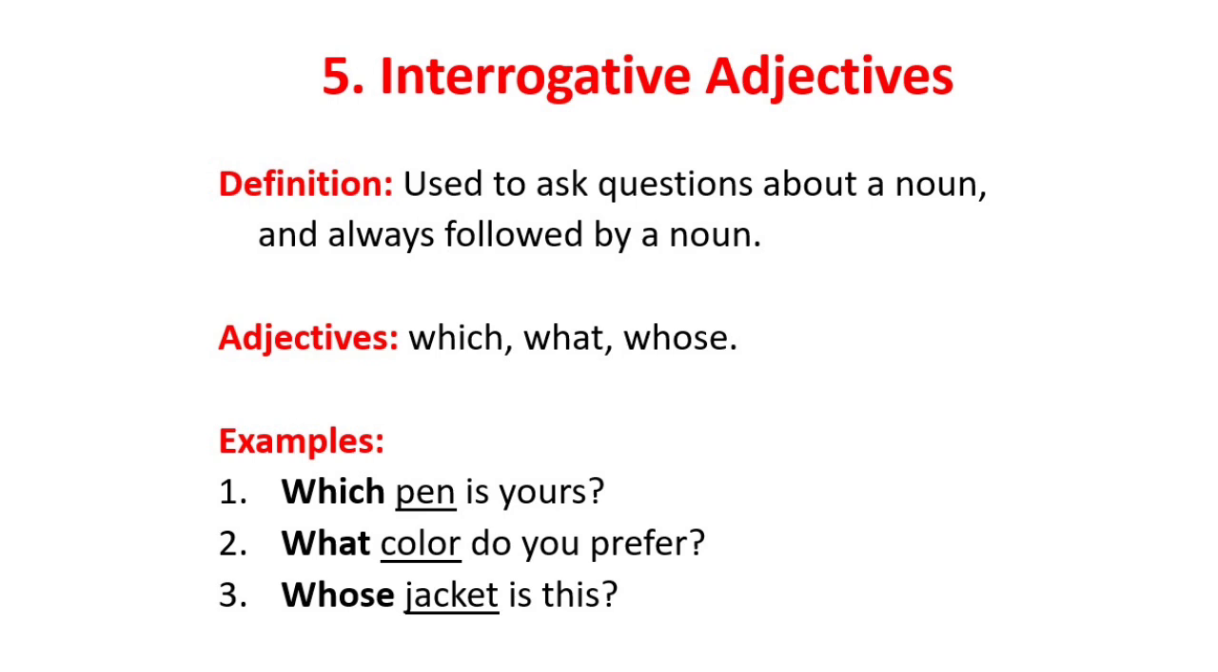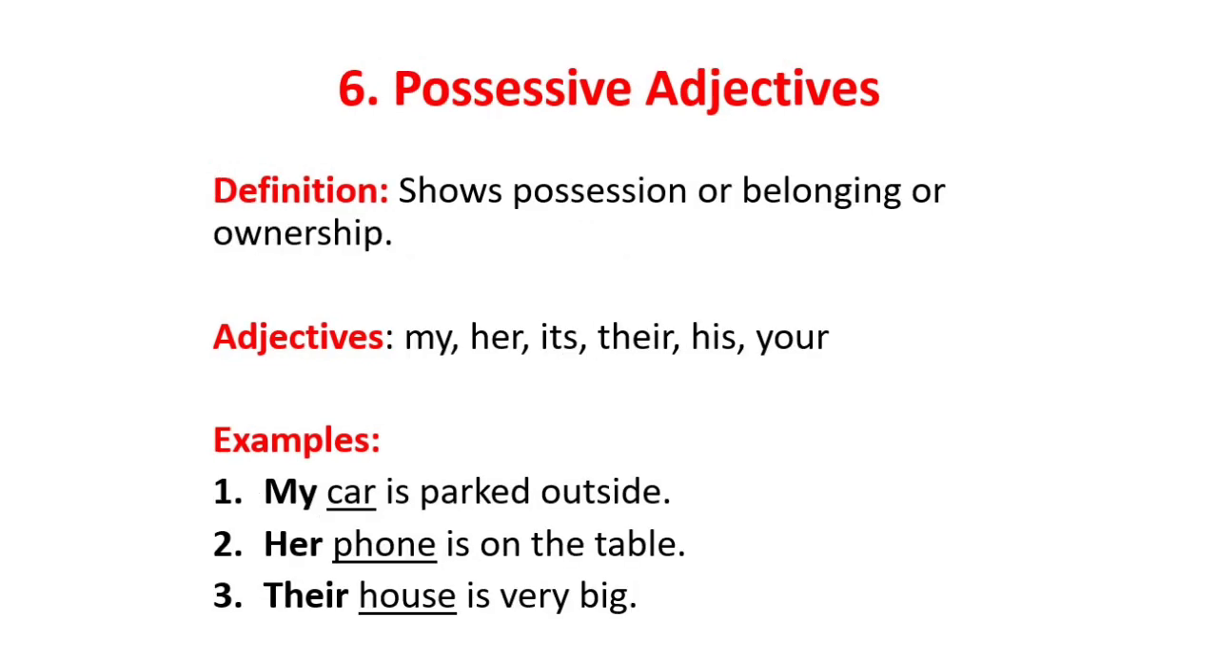Now let's see the next type. So the sixth type is possessive adjectives. Now let's see the definition. These adjectives show possession, belonging or ownership. Now you can focus on ownership here. I will explain why. Okay, first see the adjectives: my, her, its, their, his, your. So these are not pronouns. Okay, these are the possessive adjectives. Okay, I will show you one chart. With the help of that chart I will explain to you.